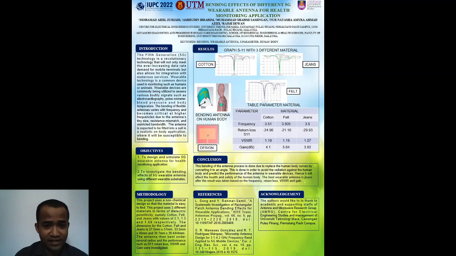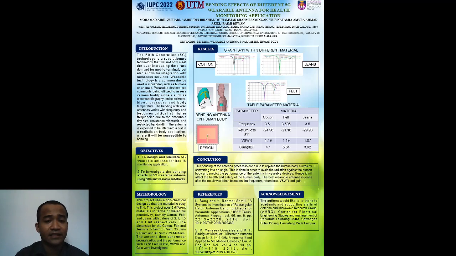Wearable technology is a common device used in monitoring humans or animals. Wearable devices are commonly utilized to assess various bodily signals such as electrocardiography, pulse oximeter, blood pressure, and body temperature. The bending of a flexible antenna varies with frequency and becomes critical at higher frequency due to the antenna's tiny size, resistance mismatch, and restricted bandwidth.